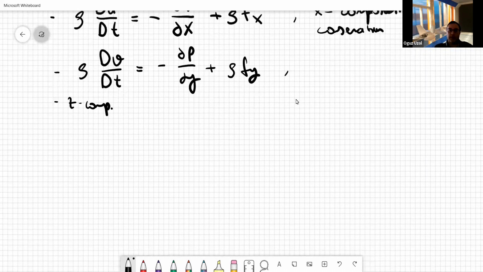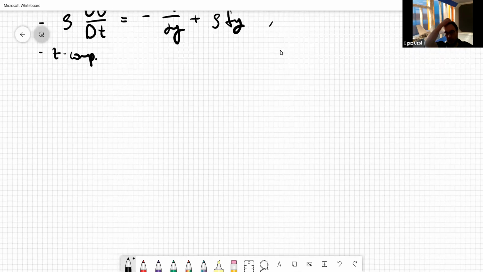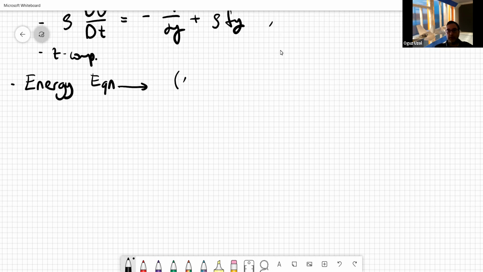But following our discussion yesterday, we need more equations because our unknowns are more. Of course, the third conservation equation is the conservation of energy, so the energy equation. And conservation of energy in reality is basically nothing but the first law of thermodynamics, as applied to, again, a fluid particle.